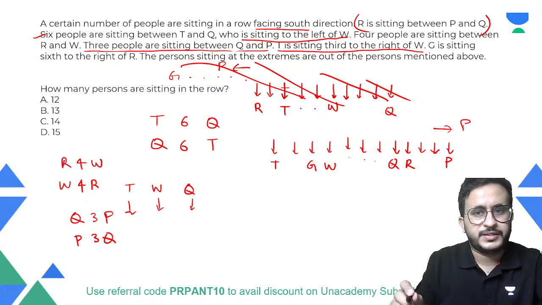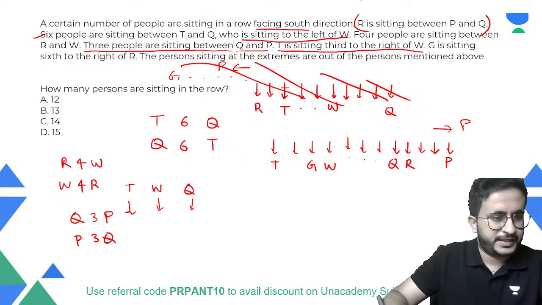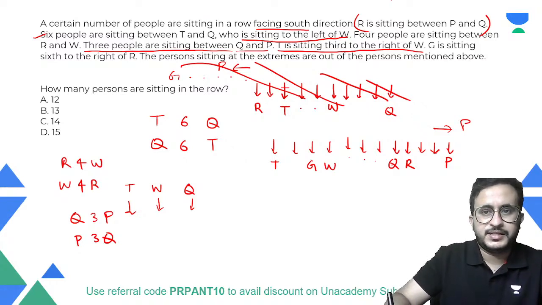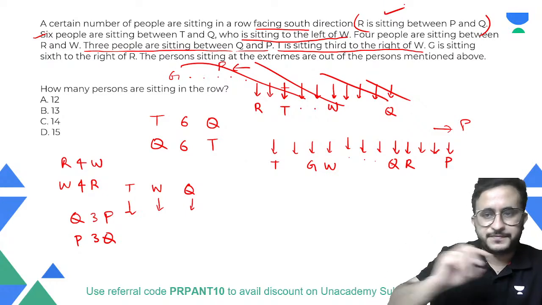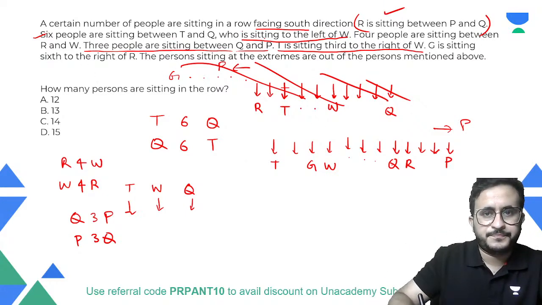Okay. So that is the thing which is done. I think we have used all this information. So let us recheck. ठीक है, recheck कर लेना चाहिए. R is sitting between P and Q, satisfy हो रहा है. ठीक है. Six people between T and Q, ये तो हमने count करके बनाया. Who is sitting to the left of W, so that is also done.